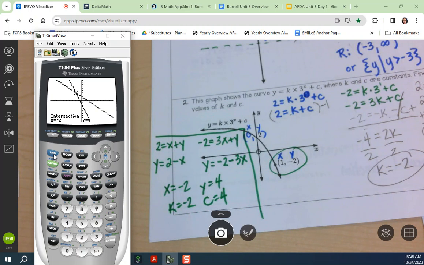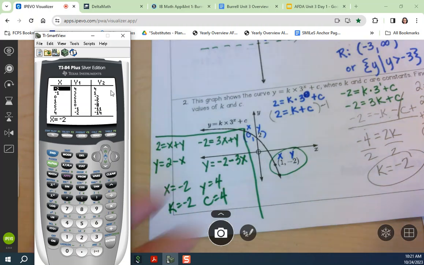Another way to find it, of course, is on the table. You can find where those values are matching up, right? So we could go back to -2. And then you can see that the y's are the same there. So that's the same point. But that will only work if it's an integer. If it's a decimal, you would definitely need to use the intersection. All right, questions before we go on? Okay. All right, I'm going to turn the page then.